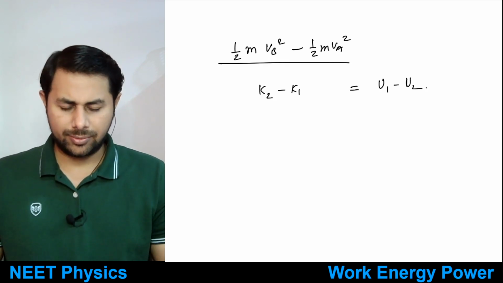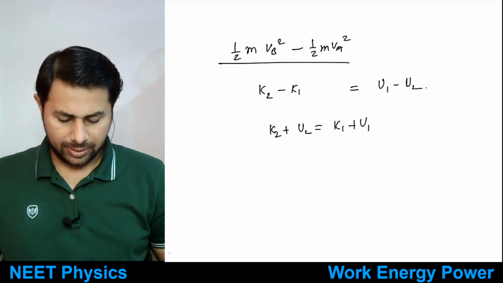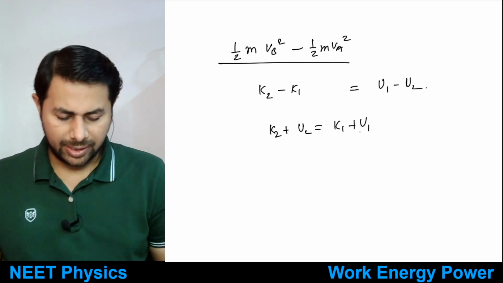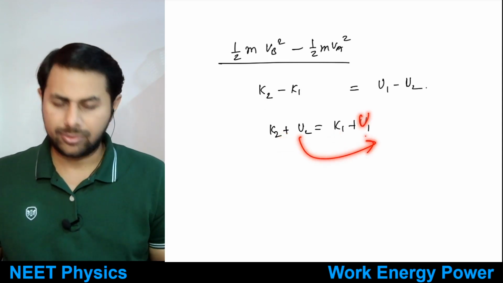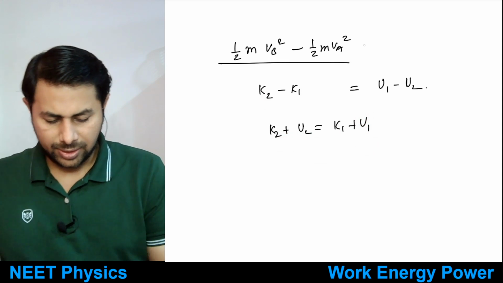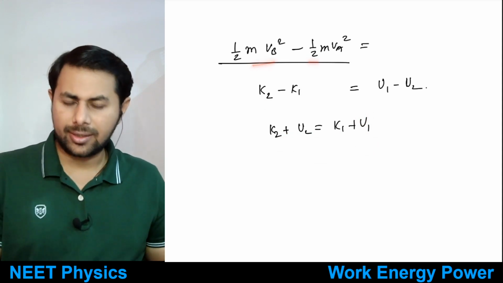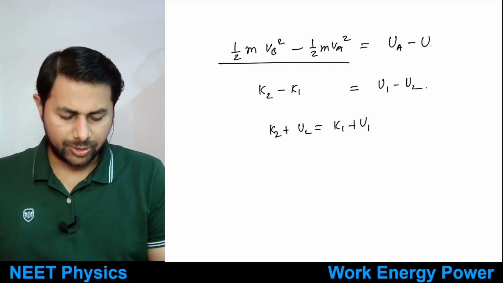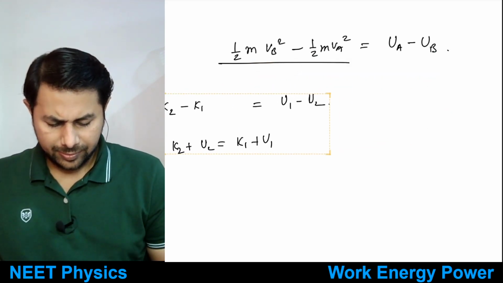right? Because you have the law of conservation of energy, k2 plus u2 is equal to k1 plus u1, and from this you can say k2 minus k1, moving this k1 to this side, is equal to u1 minus u2, okay? So this is kinetic energy at B minus kinetic energy at A, so it's equal to potential energy at A minus potential energy at B, right?